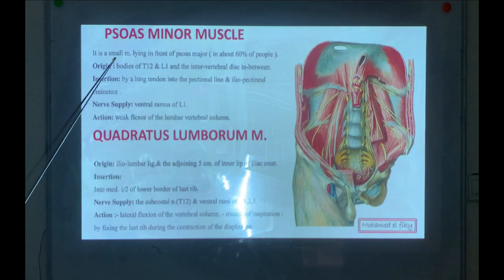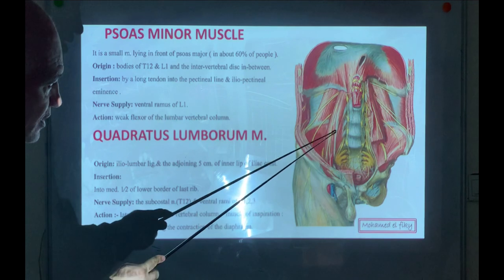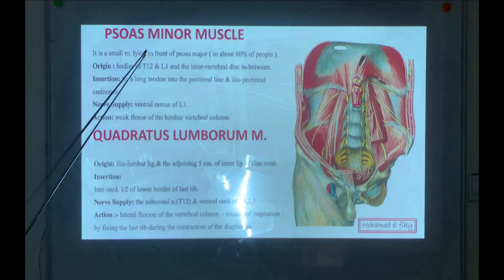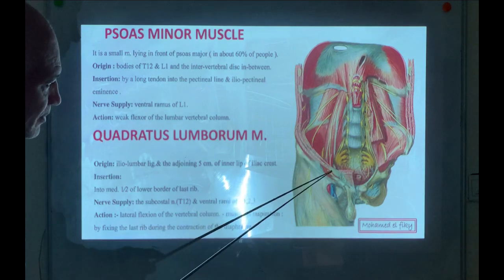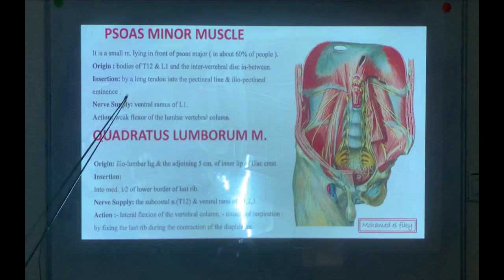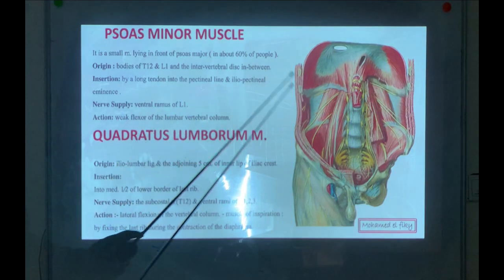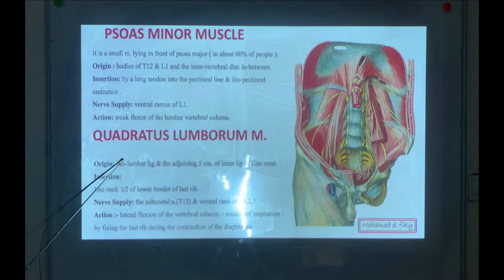To summarize: psoas minor is a very small muscle lying in front of psoas major. Origin from the bodies of T12 and L1. Insertion into the iliopectineal eminence in the hip bone. Nerve supply from L1. Action: weak flexor of the lumbar vertebrae. Quadratus lumborum: origin from the iliolumbar ligament and the adjoining 5 cm of the inner lip of the iliac crest. Insertion into the medial half of the lower border of the last rib. Nerve supply: subcostal nerve and ventral rami of L1, L2 and L3. Action: lateral flexion of the vertebral column, and a muscle of inspiration by fixing the last rib during contraction of the diaphragm.